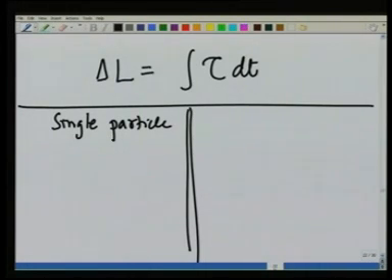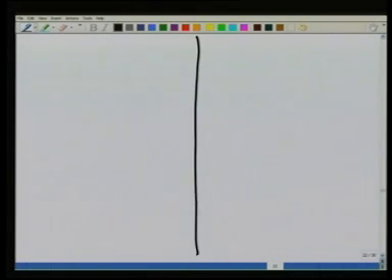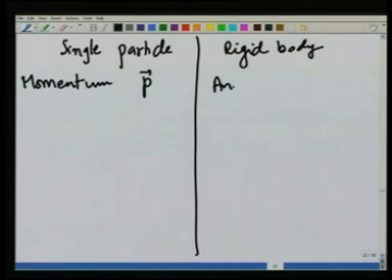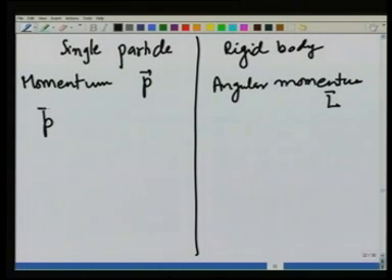So, let us see what are the equivalent quantities in single particle and rigid body dynamics. Let me write single particle here and a rigid body here. Here I have momentum P, here I have angular momentum L. Momentum P equals mv, and in the case that we have discussed so far, L along a particular axis equals I omega.